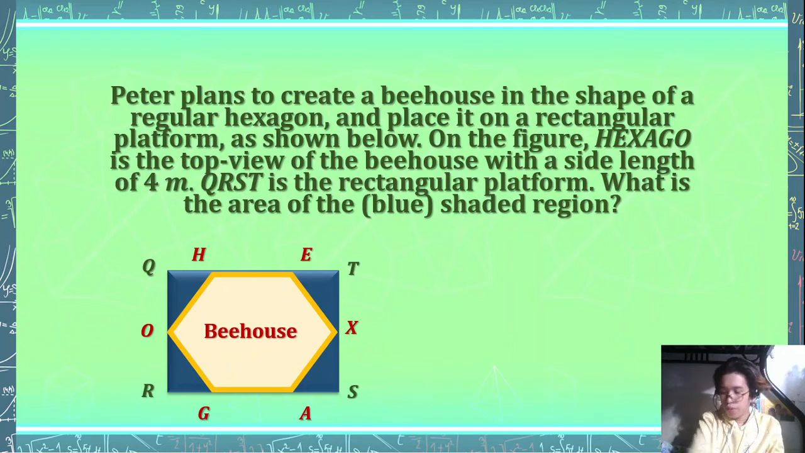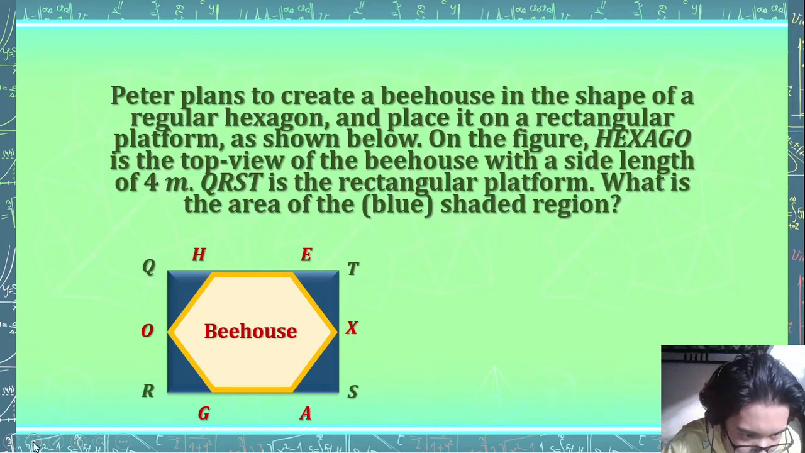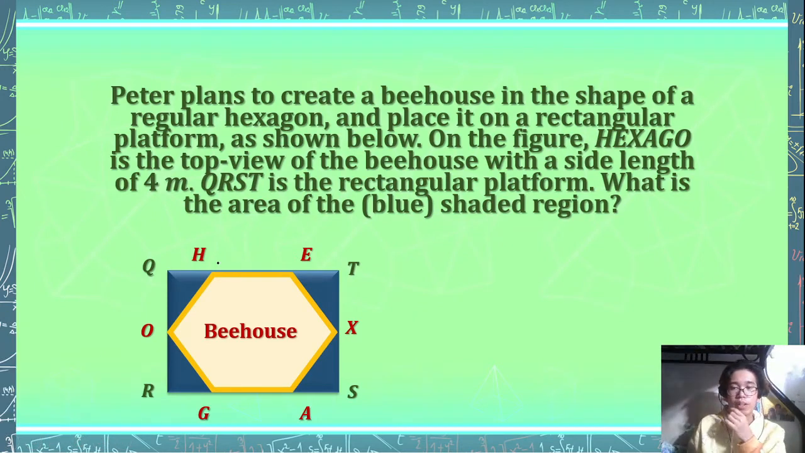So for our third and final problem, we have here this problem. It's quite a lengthy one. Let's try to read. Okay, so we have here Peter plans to create a bee house in the shape of a regular hexagon and place it on a rectangular platform as shown below. On the figure, we have here hexagon is the top view of the bee house with a side length of 4 meters. QRST is a rectangular platform. So what is the area of the blue shaded region?